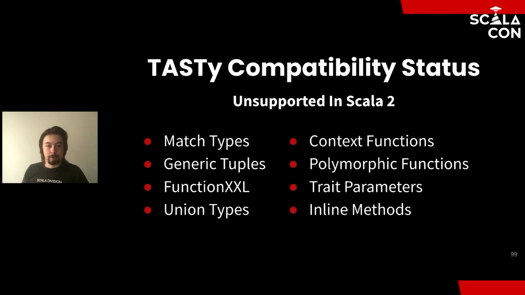And also, the following things are completely unsupported, and you get a compile time error if you try and read one of these from a library. So if there is a match type and you try and use it, you'll get an error. Same with generic tuples or union types, inline methods, trait parameters, context functions, etc. It's not quite clear how to support some of these, but some could be done. For example, generic tuples are just a simple erasure rule and typing rules.